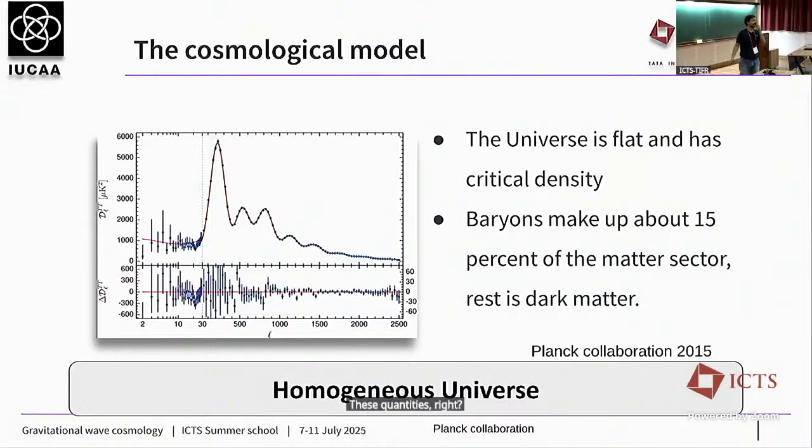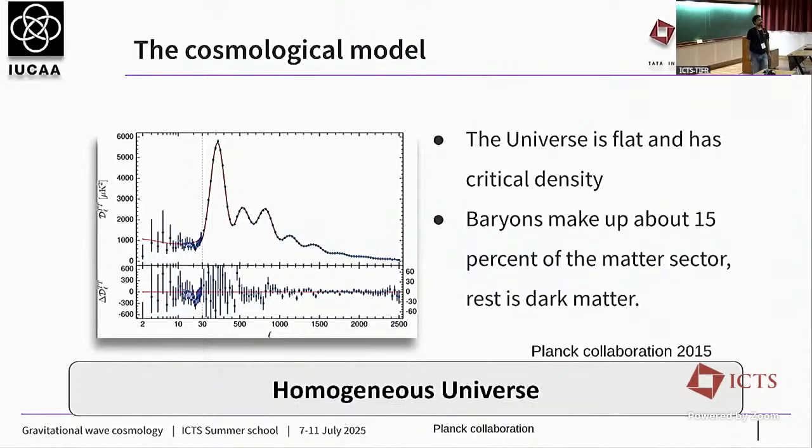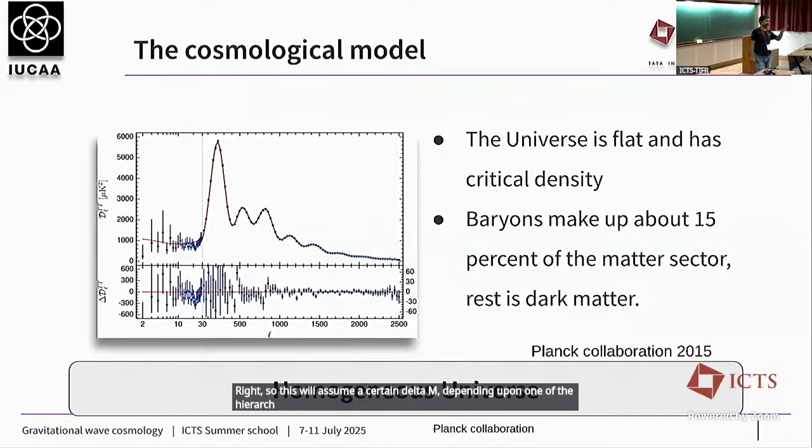Relativistic at earlier times, yeah. No, so they even start to put in the masses of the neutrinos when carrying out some of these analyses. Right, so this will assume a certain delta m depending upon one of the hierarchies, given the delta m squared measurements.